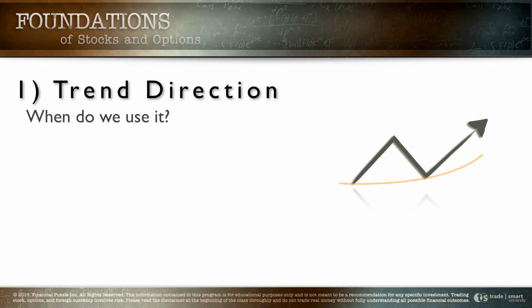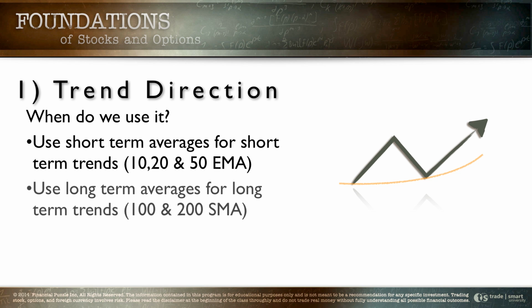So how do we use this tool? Well, here's what we want to do. Whenever we're looking at a short-term trend, we want to use our shorter-term moving averages. If you're a swing trader, you're going to want to be using those short-term moving averages, the 10, the 20, and the 50 period. If you're an intraday day trader, you're probably going to want to be using the shorter-term intraday averages, the 10, the 20, and the 50, on whichever time frame you're trading. If you're a longer-term trader, we can use the same tool, but we're going to use the longer-term moving averages, the 100 period and the 200 period.